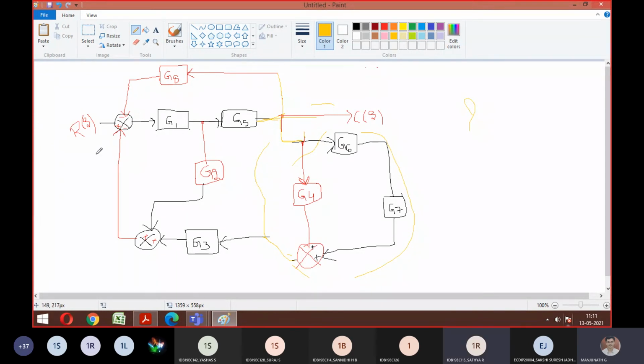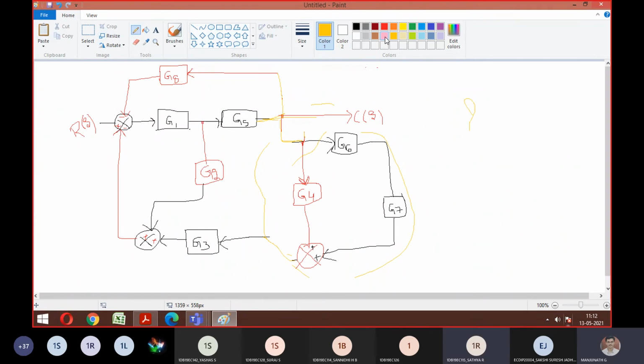Okay? Yes, sir. So this is the first thing you can make after knowing the forward path and feedback path. Then how will you solve the problem? I want you to tell the procedure to solve the problem, then you can solve on your own. What could be the first step?